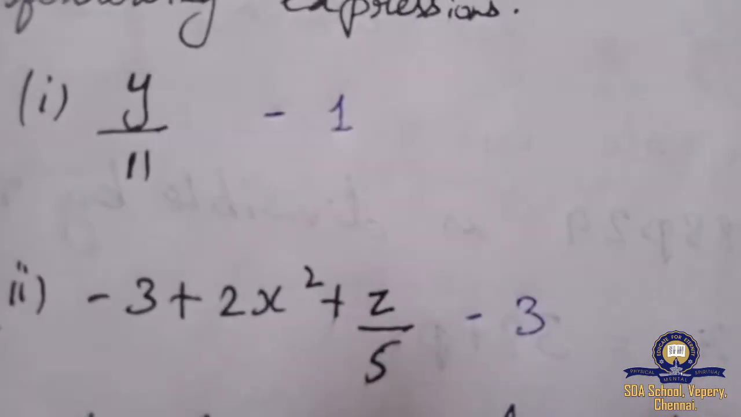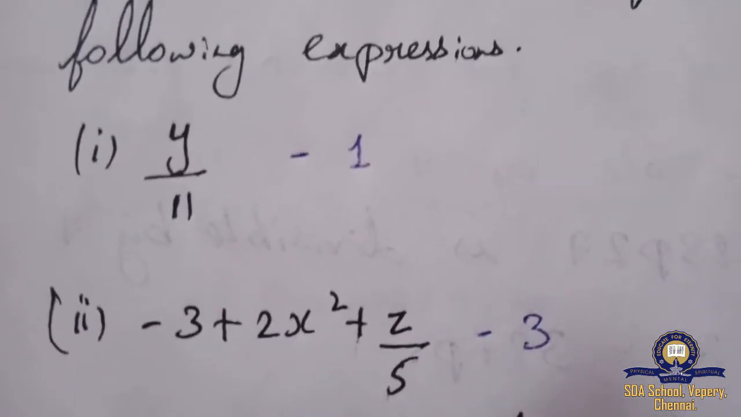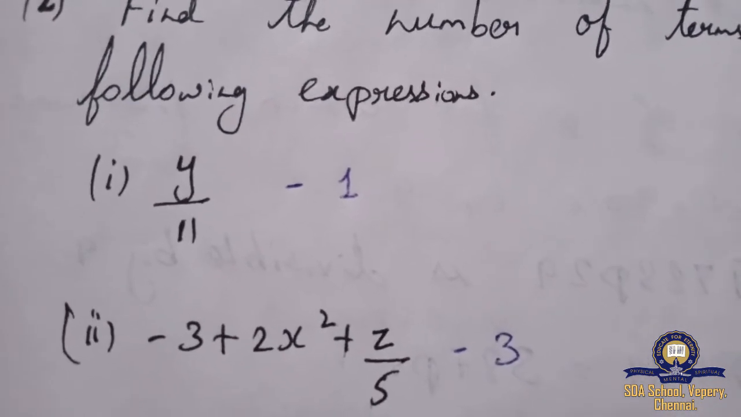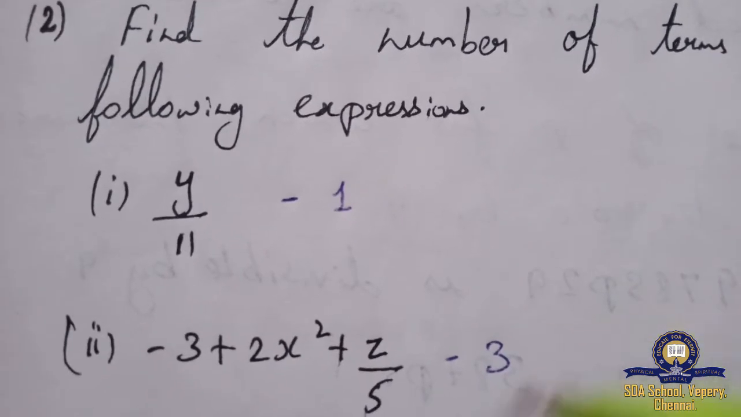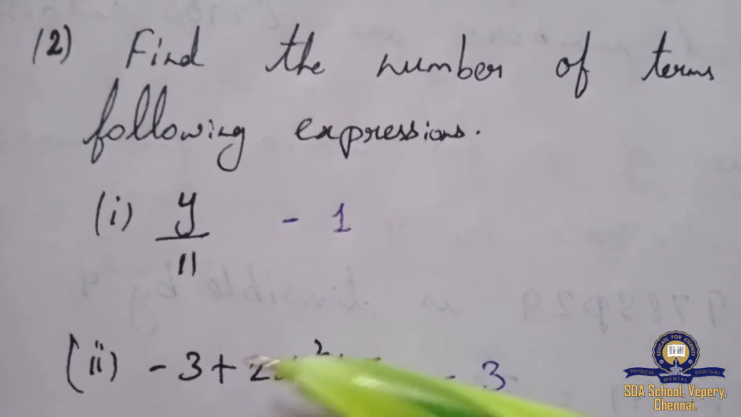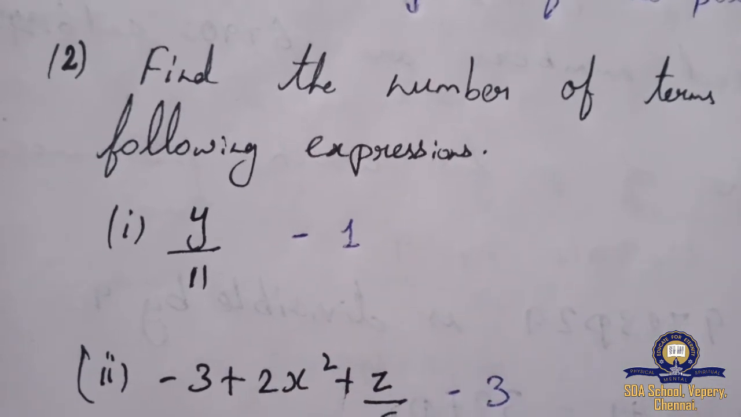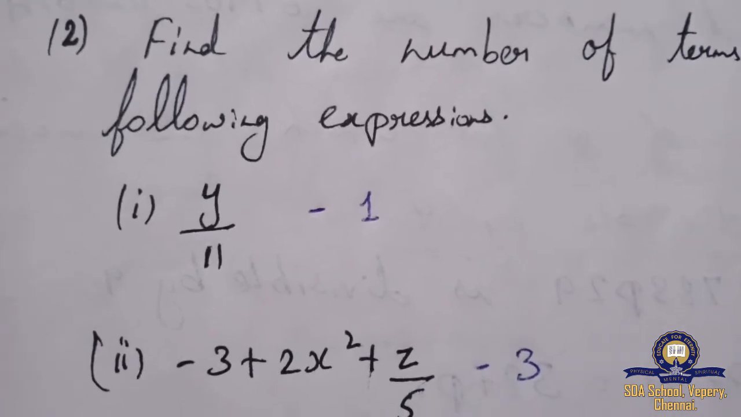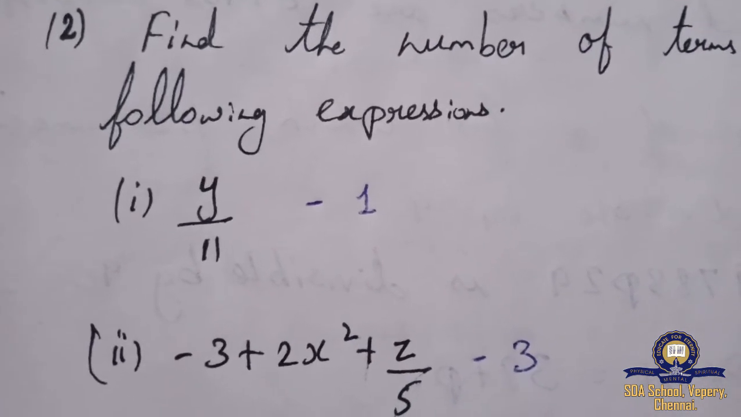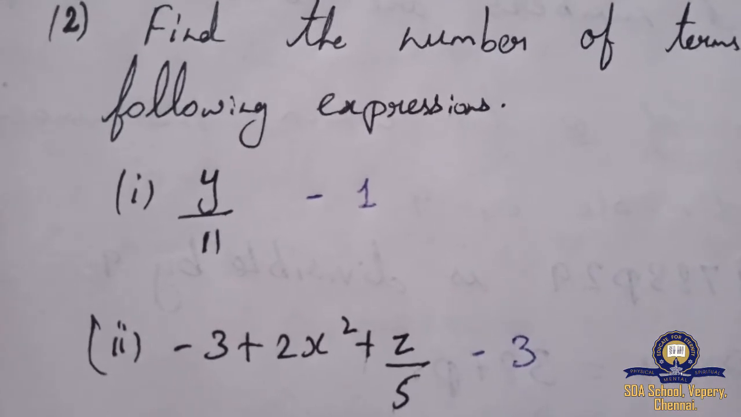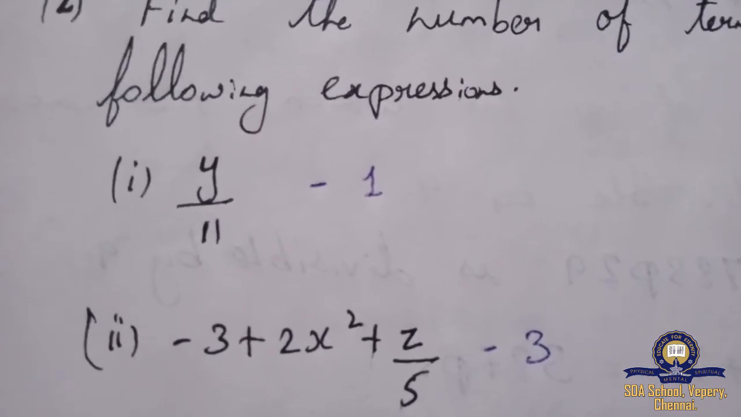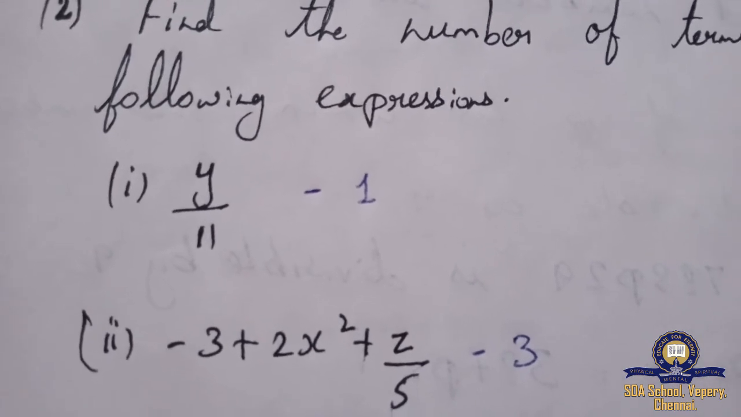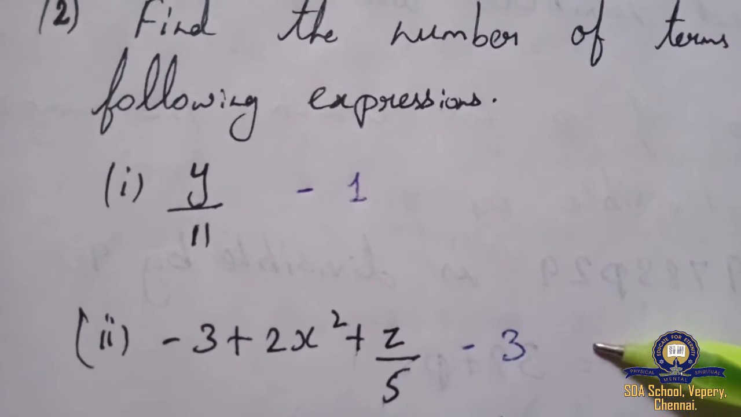Next we're going to see another example. In this example, they are given minus 3 plus 2x square plus z 5. Since the constant has an addition, if the operator is a plus or a minus, then we say it is a separate term. Otherwise, if it is in the form of multiplication or division, then we say it is a single term. So from this we have three terms, right?